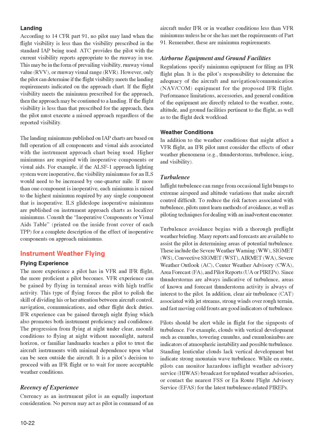For example, clouds with vertical development such as cumulus, towering cumulus, and cumulonimbus are indicators of atmospheric instability and possible turbulence. Standing lenticular clouds lack vertical development but indicate strong mountain wave turbulence. While en route, pilots can monitor the Hazardous In-flight Weather Advisory Service (HIWAS) broadcast for updated weather advisories, or contact the nearest FSS or En Route Flight Advisory Service (EFAS) for the latest turbulence-related PIREPs.